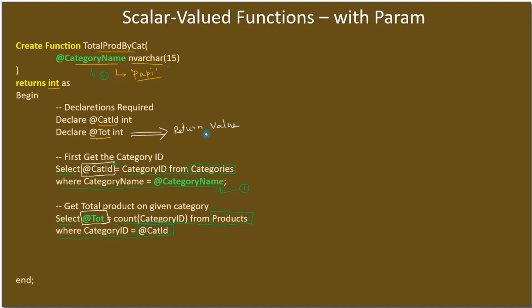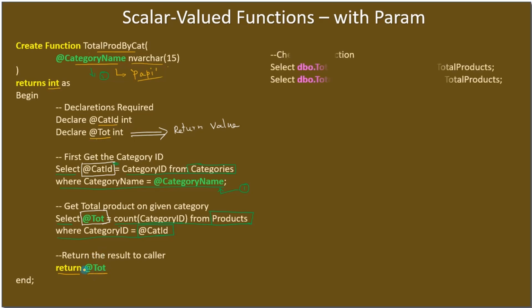Since we know the total number of products now, we simply place the return statement. Return total, which is calculated here. So that's what we are returning.